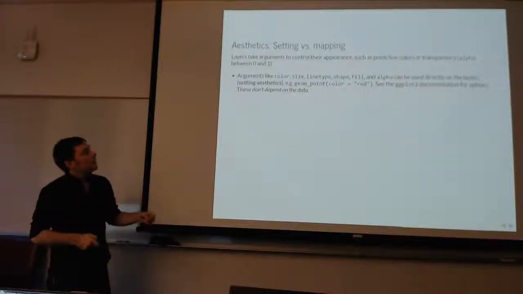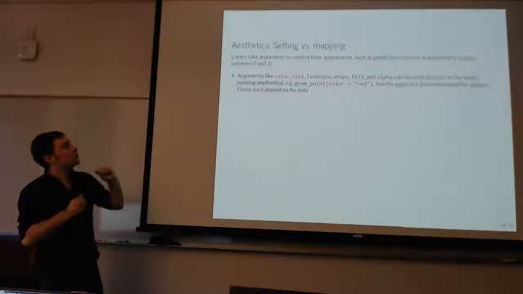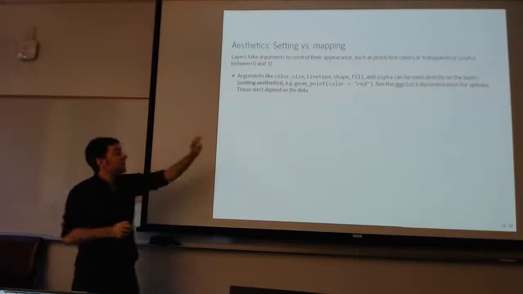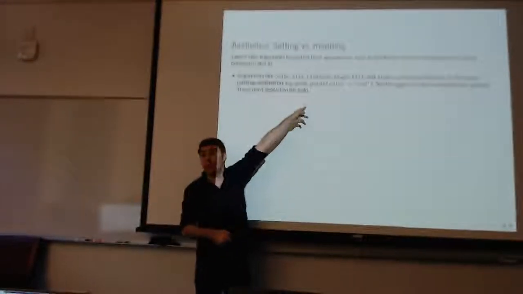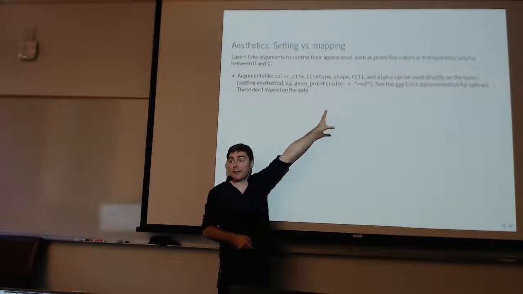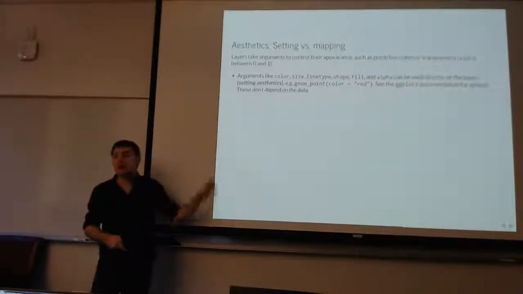So, arguments like color, size, line type, shape, and fill can all be used directly on a layer. We call this setting aesthetics. When you just say, for instance, for a geom point in a scatter plot, I want every single dot on that scatter plot to be the color red, I would just do color equals red. This is referred to as setting an aesthetic.